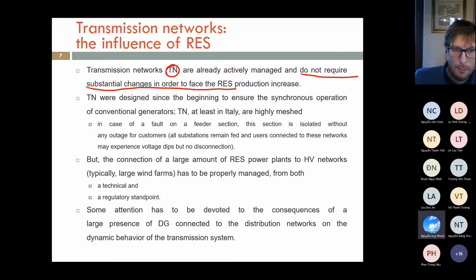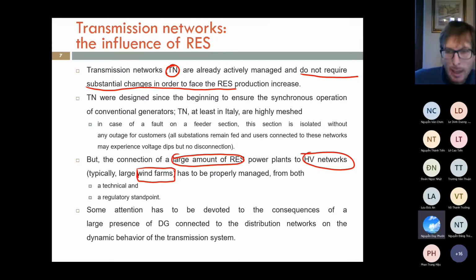But the problem is that connecting a large amount of RES on the high voltage networks, which are typically wind farms, has to be in any case properly managed. Okay, because you could end up in some technical and also regulatory issues. Okay. So here the idea is, okay, the transmission networks are in a good position to integrate RES, but be careful because there are some issues still.